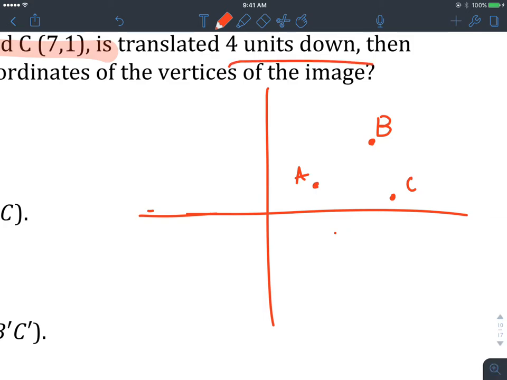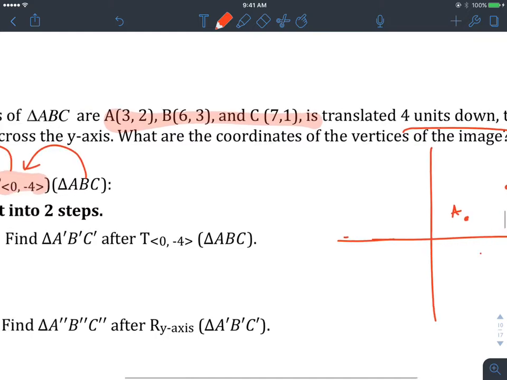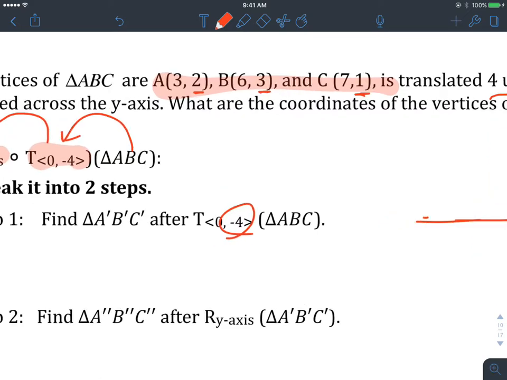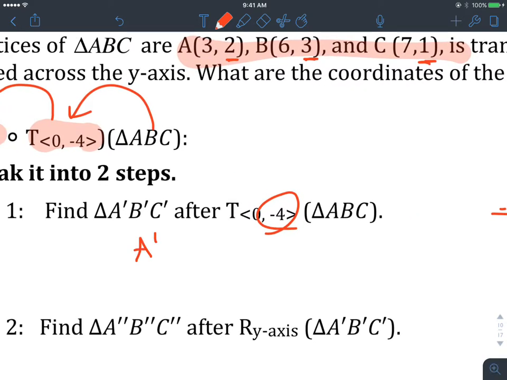Essentially, we're going to translate everything 4 units down. That's going to change the y-coordinates. Let me highlight those for you. Those y-coordinates, we're going to subtract 4 from them. That's going to move everything down. So we'll write out our new points here. I'm going to do 3, comma, and then 2 minus 4, which is -2. So there's your new A point.